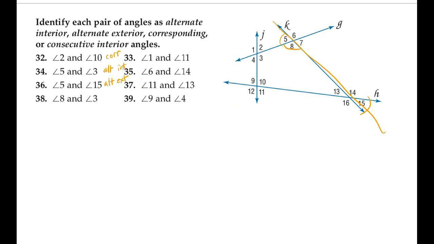8 and 3, so 8 and 3, here's the transversal. They're same side or consecutive interior. 1 and 11, so 1 and 11, that's alternate exterior. 6 and 14, let's look, 6 and 14, those are corresponding along this transversal, with these two being the lines. Okay, 11 and 13, that's this one and this one, alternate interior. And then 9 and 4, those are consecutive interior. I always want to say same side. Makes more sense to me.